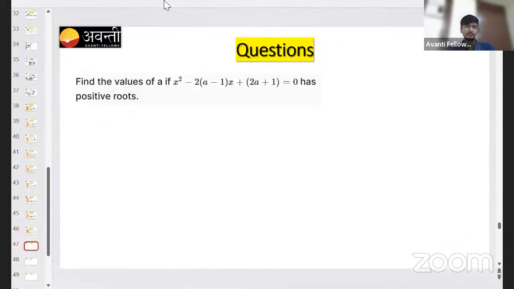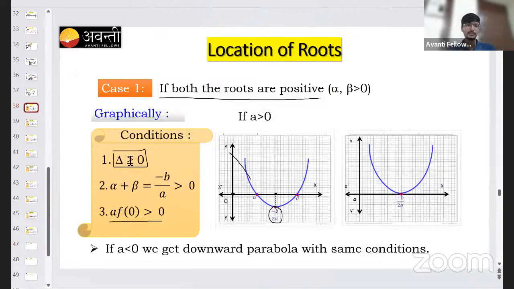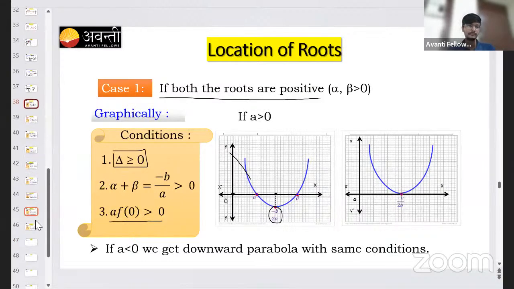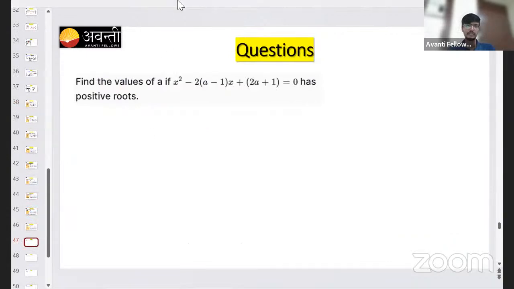So let's look at the questions. Yes, this is the first one. पहले क्या करना है, ग्राफ बनाओ. Find the value of a for which it has positive roots. ये तो पहला ही कंडीशन है ना. पहला कंडीशन डू रिमेंबर दिस वन, पॉजिटिव रूट्स. कंडीशन देखो मत. Let's make the graph and make the conditions on our own. So what are the possible graphs? ये वाला दोनों रूट्स पॉजिटिव, या तो ये वाला.